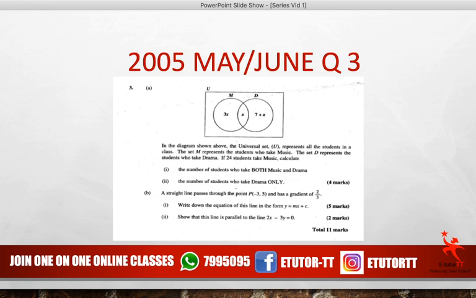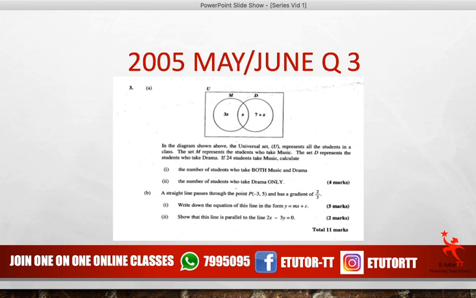In the diagram shown above, the universal set U represents all the students in a class. The set M represents the students who take music. The set D represents the students who take drama. If 24 students take music, calculate the number of students who take both music and drama. 2, the number of students who take drama only.